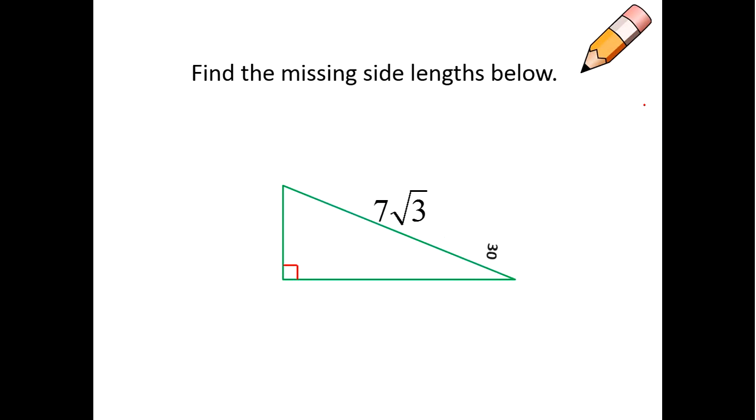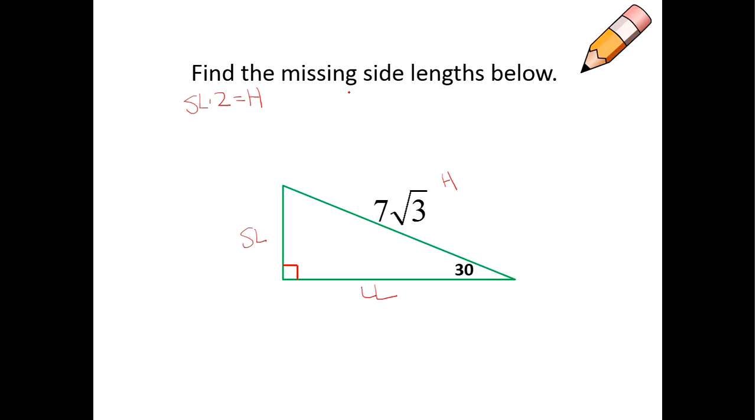And the final one. Let's find all the missing side lengths below. So I got a 30 here. So this is my short leg. This would be my long leg, and this is my hypotenuse. So we need to find our short leg, right? Because I already have my hypotenuse. So I know my short leg times 2 is my hypotenuse, right?